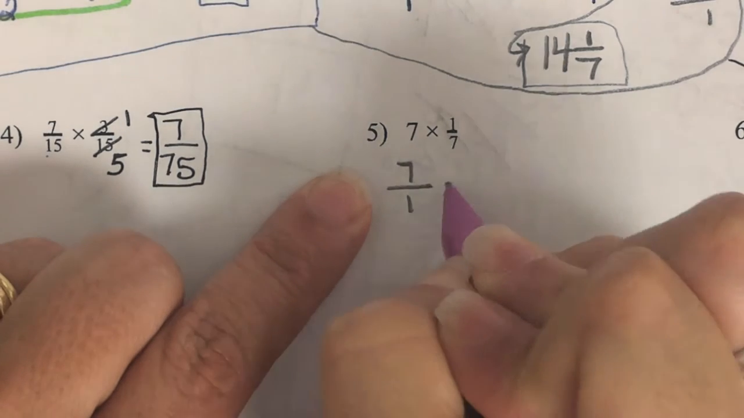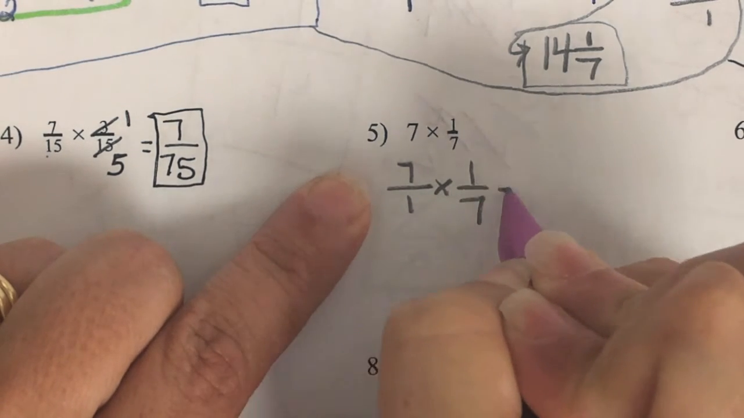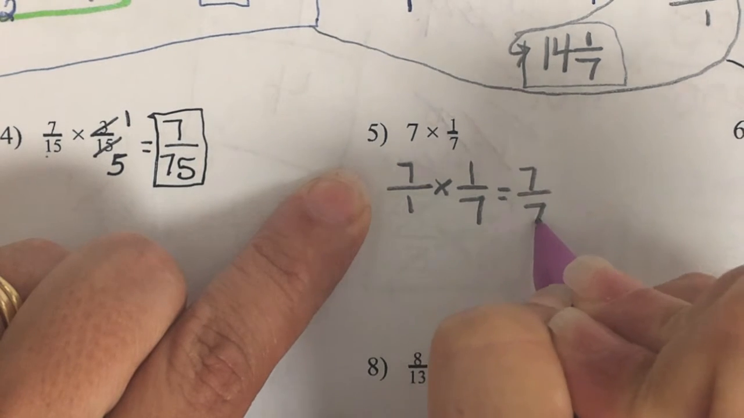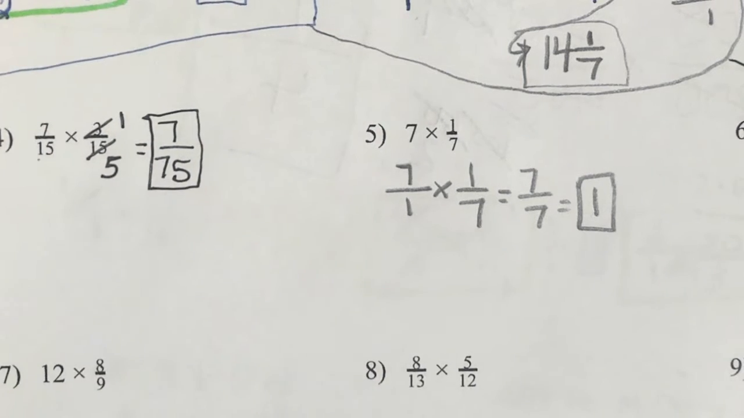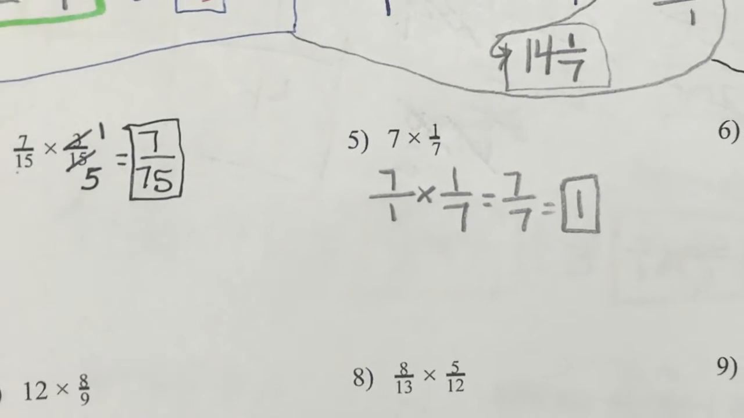So, 7 over 1 times 1 over 7. You could either cross simplify or do this, but either way, you get what? What number is that? Number 5.